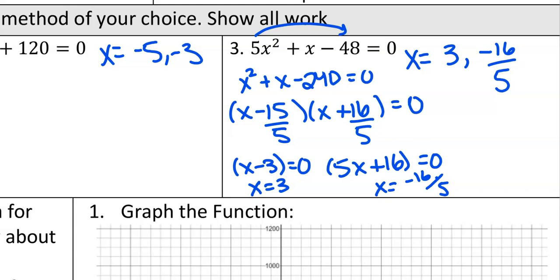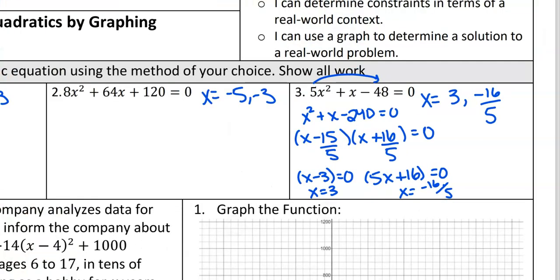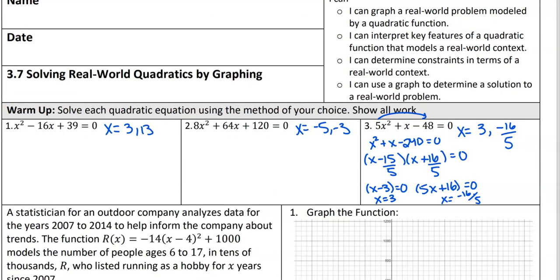Number 1 was 3 and 13. What was the GCF for number 2? 8. Yes, divide all your pieces by 8 first on number 2. Any other questions on your warm-up? We good? So yesterday we had real-world situations that we did solve by factoring.